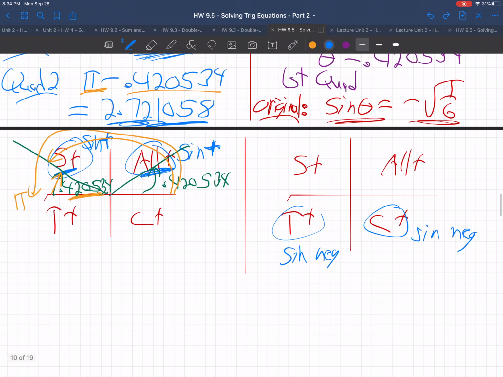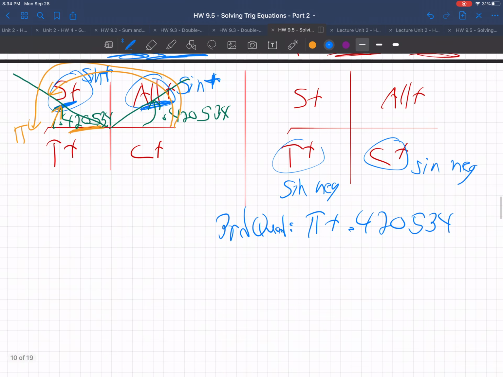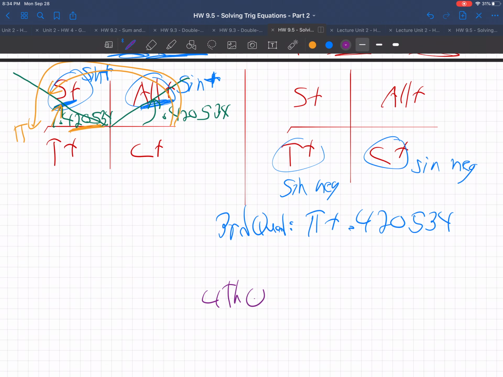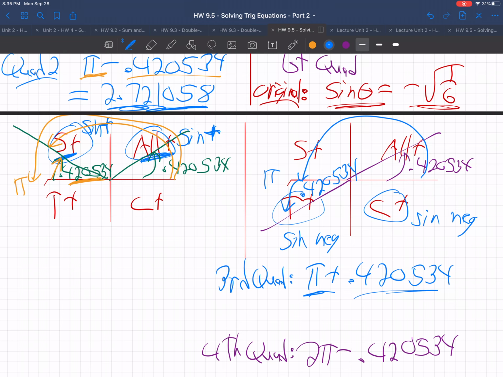How do you get those? Well, you can look at the formula. For the third quadrant answer, you've got to take pi plus your number, so pi plus that 0.420534. And for the fourth quadrant answer, you've got to take 2 pi minus that number, 0.420534. Why? Because the original one, like I said, is first quadrant right here, 0.420534. So if you want that same thing in the third quadrant, see what you got to do? You got to go to pi and then add to it the 0.420534. That's why it's pi plus to get the third.